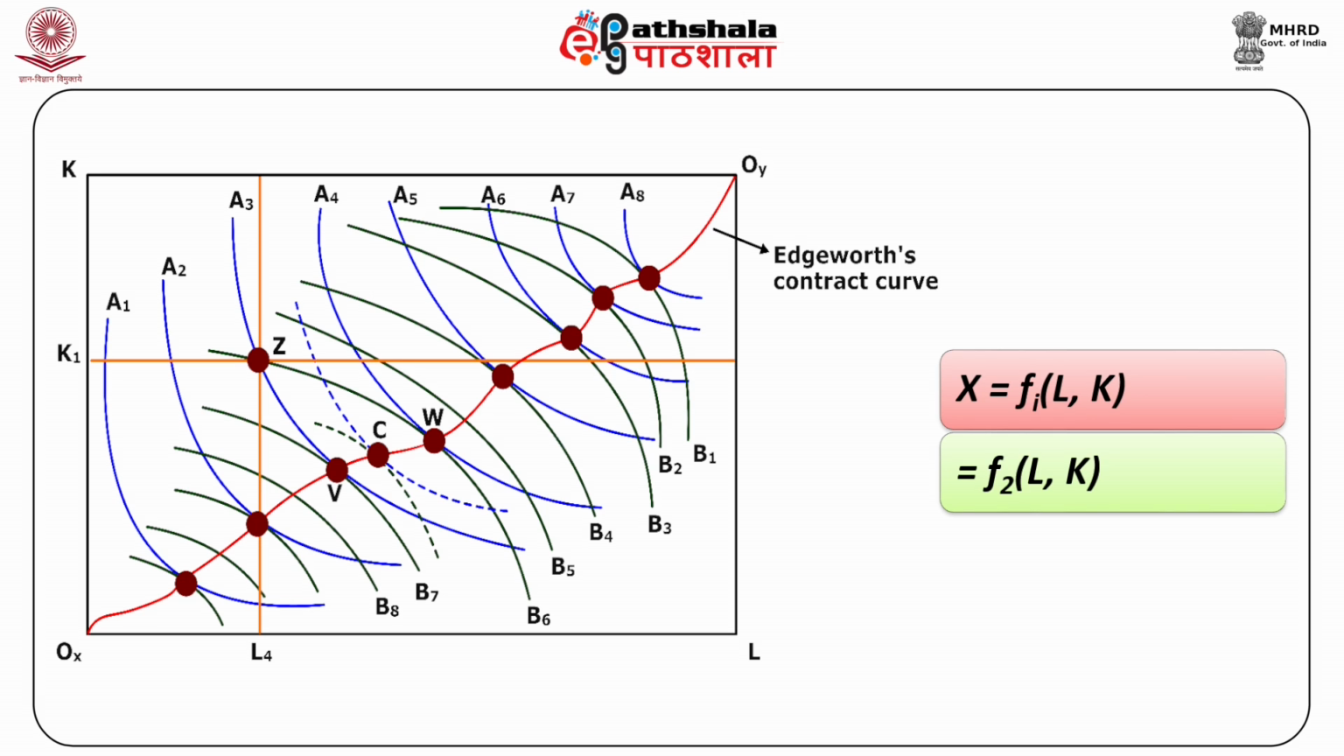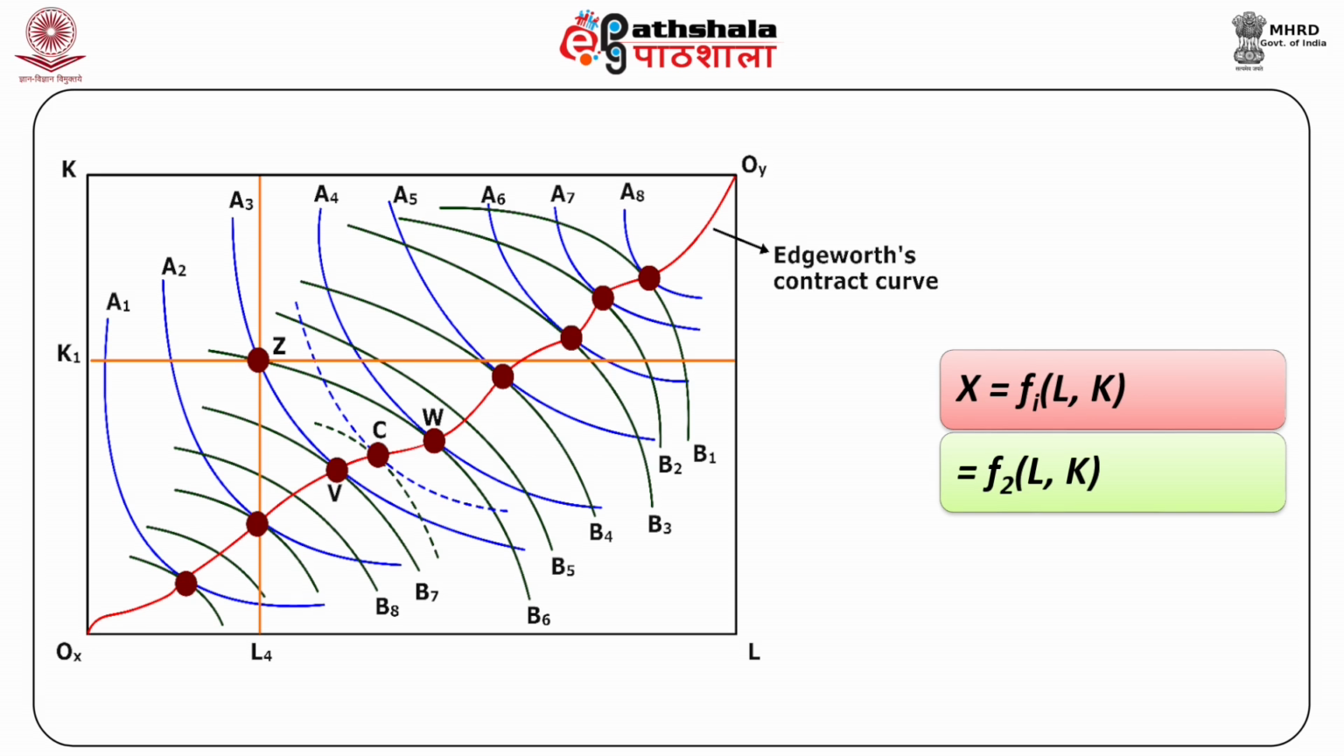As I have said, the first one is in blue and is going from the left to the right, and the second one, this is for commodity X, and the second one is in black and is going from right to left and is for commodity Y. Now we are considering the possible point of equilibrium. Let us first consider the point Z.